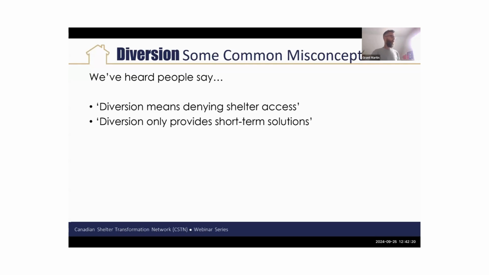We also heard from people that diversion only provides short-term solutions. So some people may think that diversion is merely a stopgap measure that doesn't offer long-term stability. The reality is that diversion often focuses on immediate crisis resolution, but it also aims to connect individuals and families with resources that can lead to long-term stability. So you may have diverted them from entering into shelter, but wherever they've been diverted to, there needs to be some kind of follow-up that would include connecting them to whatever the missing resource or services that are needed in order for them to be rehoused.